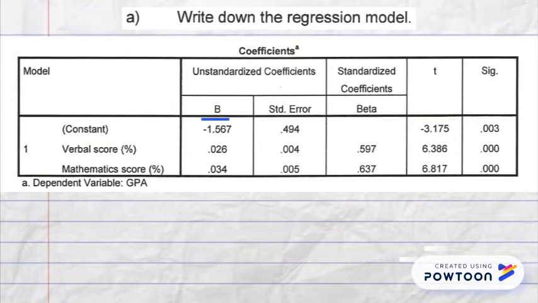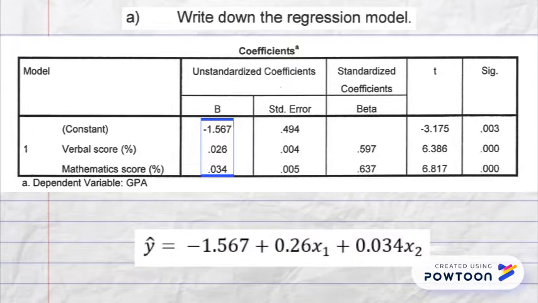Question 4A, write down the regression model. We just take the value from the B column and put it in the equation. Like we did before, y equals negative 1.567 plus 0.26x1 plus 0.034x2.